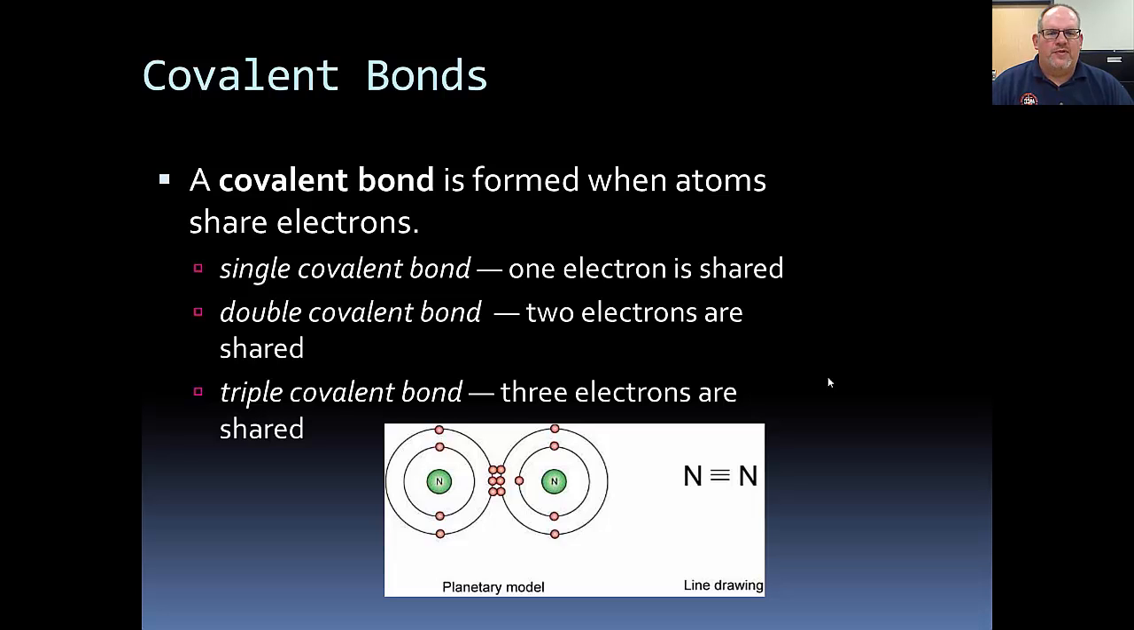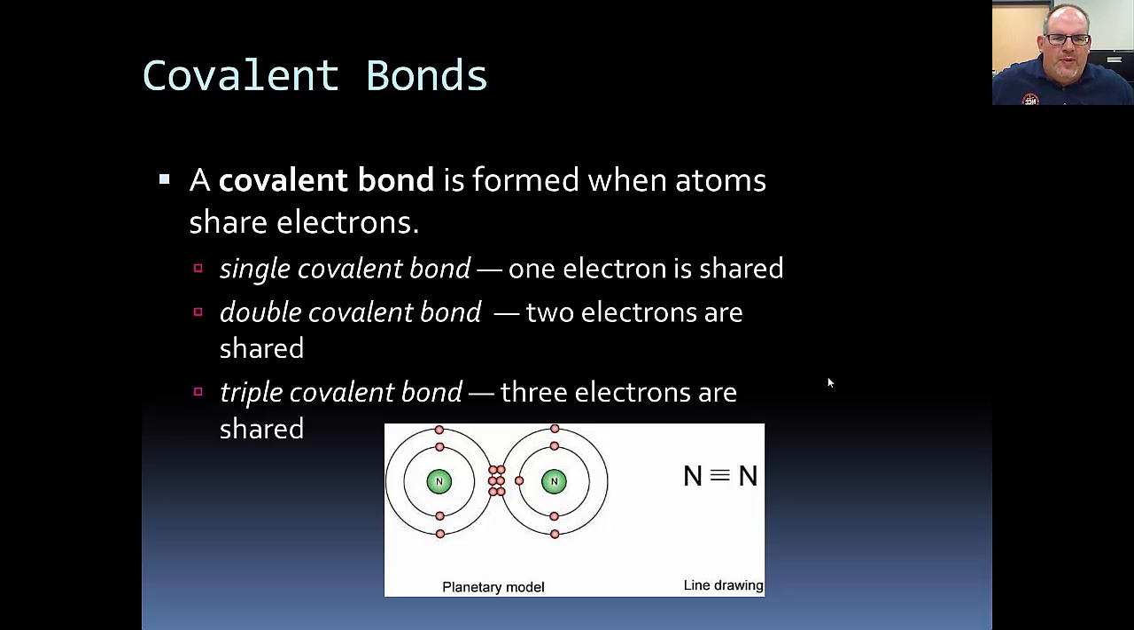We have some different types of bonding. The first one we're going to talk about is covalent bonding, and covalent bonding is actually the strongest bonds that are formed. We have single, double, and triple covalent bonds, and a single covalent bond means there's only 1 electron being shared.